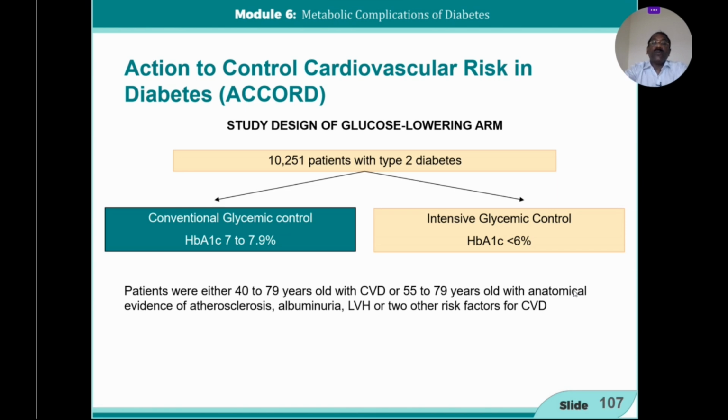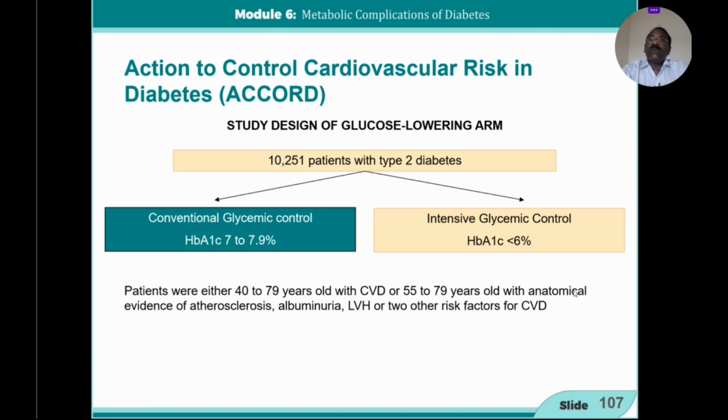About 10,251 patients with type 2 diabetes. The conventional glycemic arm is 7 to 7.9%. The intensive arm is less than 6%. But this trial was prematurely terminated because of more and more cardiac deaths in the intensive arm.